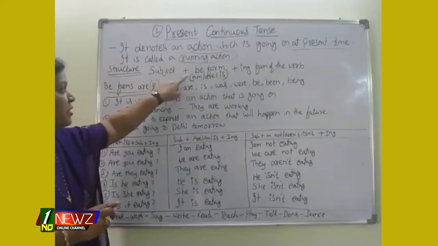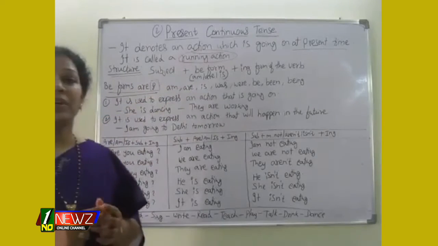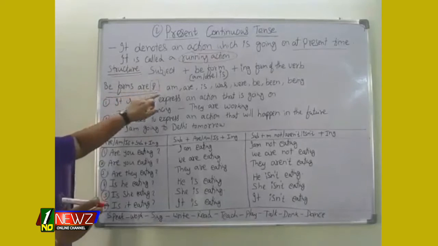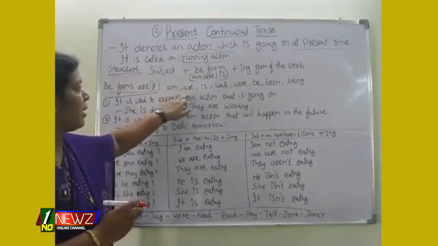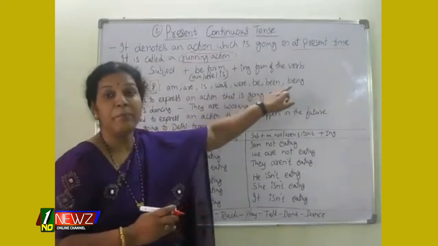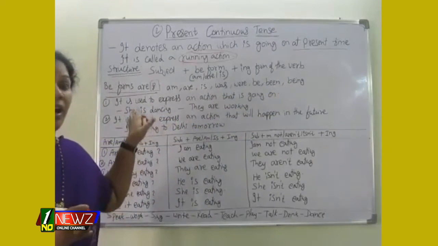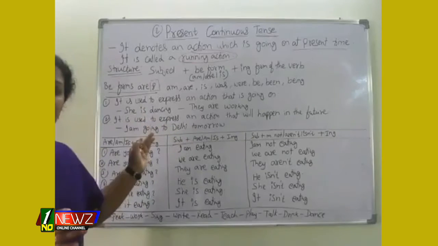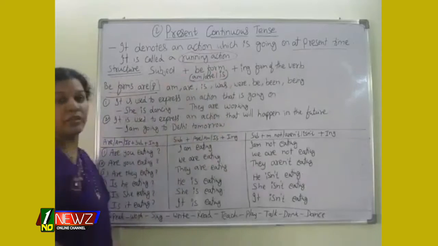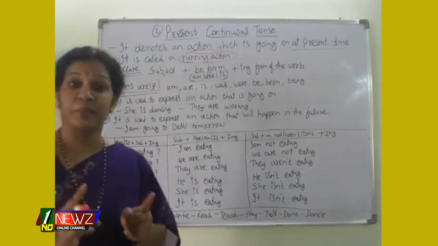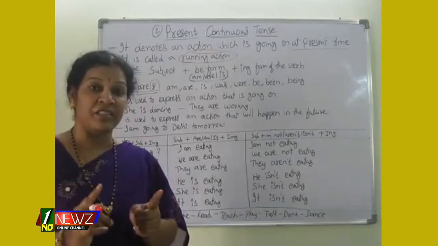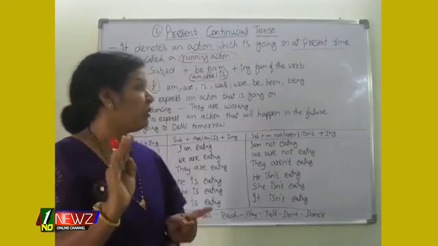Subject plus be form. Be forms are total 8 forms. They are am, are, is, was, were, be, been, being. 8 forms are there. Out of these 8 forms, in this present continuous tense, we use am, are, is only. Please remember, present continuous tense: am, are, is. These 3 be forms only we will use.